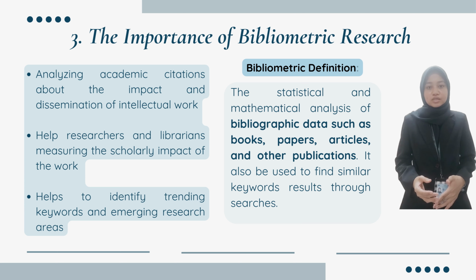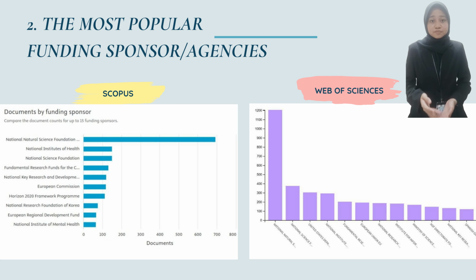The second criterion is the most popular funding sponsor in Scopus. The rectangle indicates the difference of 50 document types in the bar chart in Scopus from 2014 to 2025. The bar chart results show that the highest number of document types is 695, while the lowest is 19. Apart from that, the 3 most popular funding sponsors in the topic of information, behavior, and communication are National Natural Science Foundation of China, NSFC, which holds 695 documents. Meanwhile, the second is National Institute of Health that holds 115 documents, and the last one is National Science Foundation, which holds 150 documents.